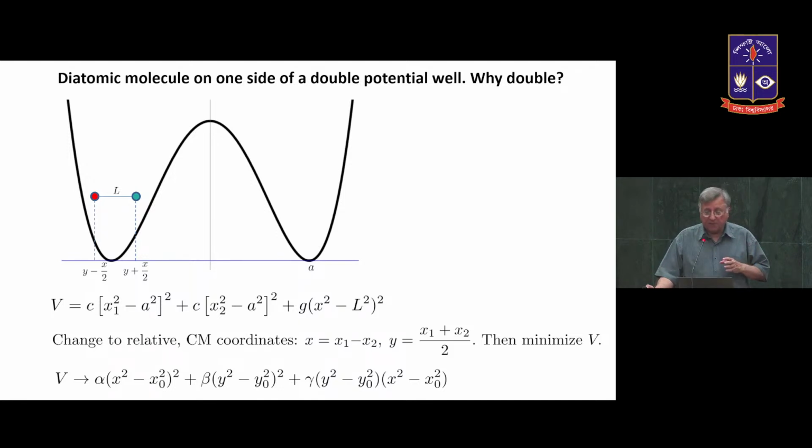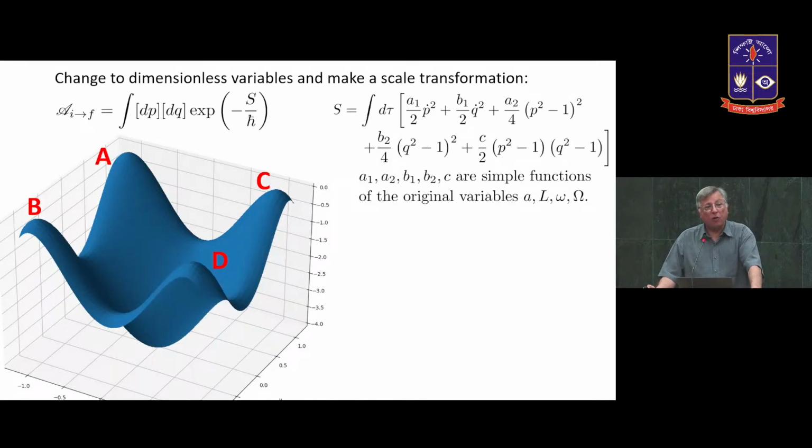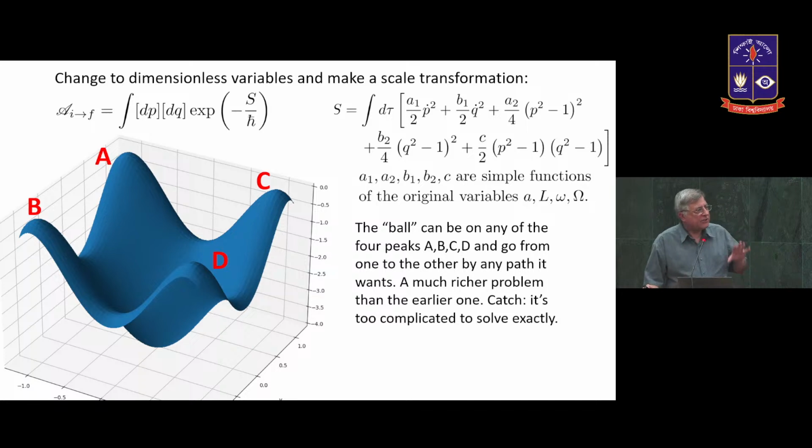So these alpha, beta, gamma are coefficients which depend upon the original parameters, the masses, the separation between the wells, the distance, capital L, and so forth. Well, then comes treatment of this. So you can make a scale transformation, put all the wells at the same level, and now instead of 2 peaks, I have 4 peaks. And now the ball can be on any one of the 4 peaks, A, B, C, D. It can go from one to the other.